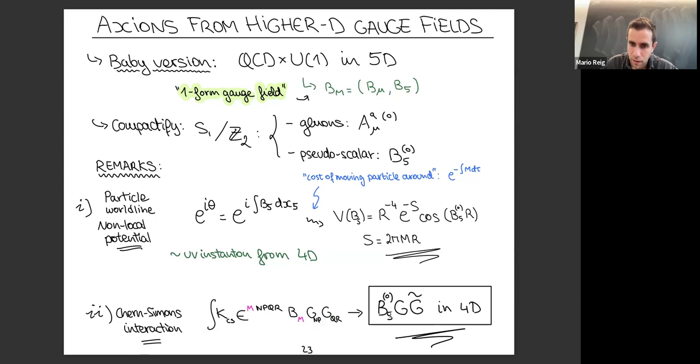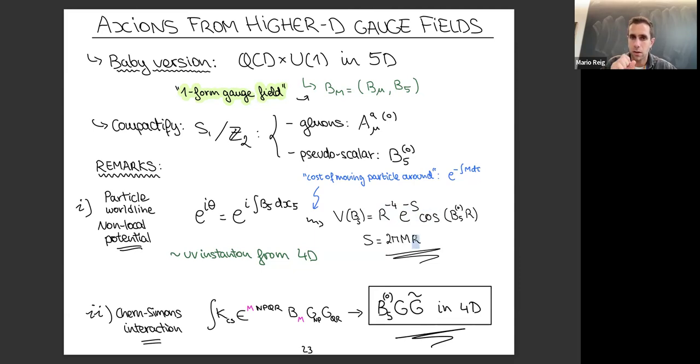Okay, so this B5, for a 4D observer, for a 4D experimentalist, actually looks like a QCD axion, even though it came from a U(1) gauge field in 5 dimensions. Now, you can ask if there are explicit shift symmetry breaking effects that could spoil the solution to the strong CP problem. And the nice thing of this framework is that you can show that these kinds of terms are always exponentially suppressed like this, with the instanton action S, which is 2 pi capital M times R.